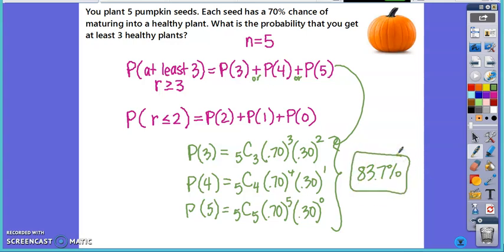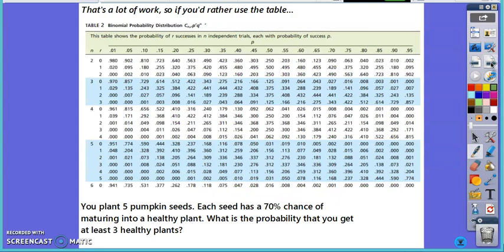I have a couple of different ways for us to calculate that, because that could get a little tedious at times. So the first way is there's a table, and it's in the back of the book, but you don't need to find it right now. But it'll say binomial probability distribution. And basically what it has is your n and your r right over here. So in the pumpkin case, there were 5 seeds, and we were wondering what's the probability of getting at least 3 to maturity. And then across the top here are the probabilities of success, and we're looking at the 70% probability.